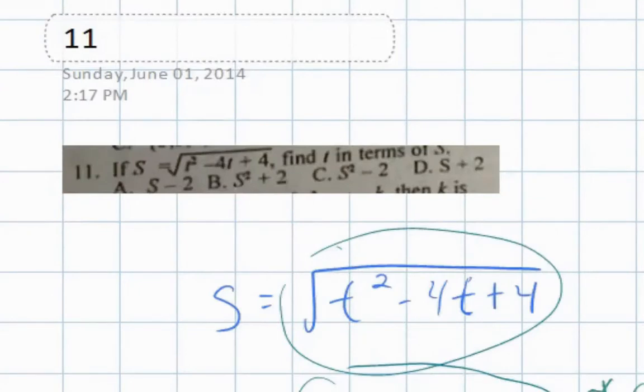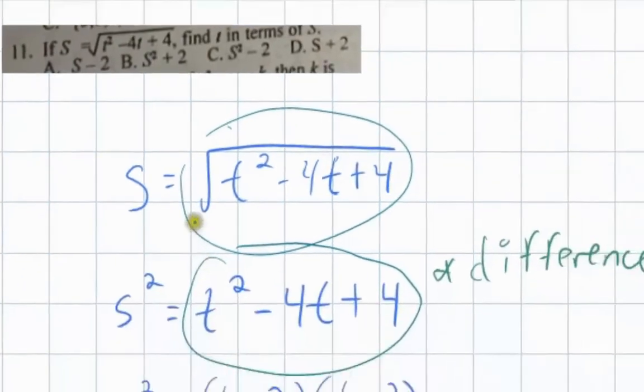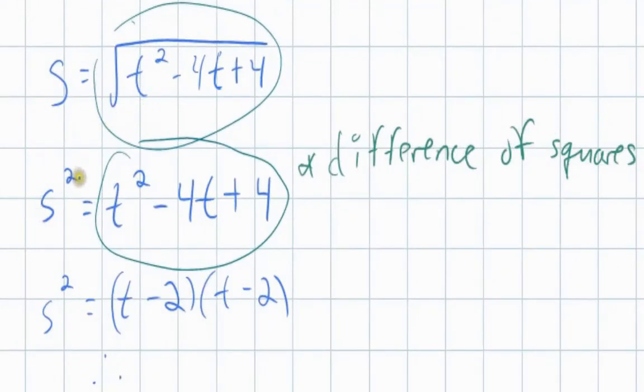Question 11 says if s is equal to the square root of t squared minus 4t plus 4, find t in terms of s. So I rewrote it here for clarity, and then I've circled this part because here you'll have a square root. That's kind of hard to work with if you're trying to get t by itself. So what I did was I squared both sides. So now I have s squared is equal to t squared minus 4t plus 4. Next, I noted that this quantity here, this t squared minus 4t plus 4, is a difference of squares. So I split it into t minus 2 times t minus 2.